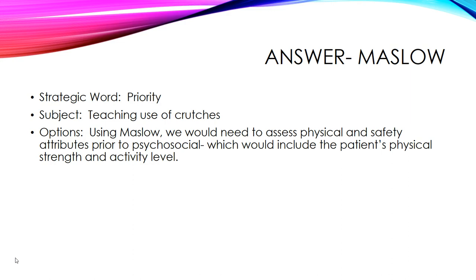So with priorities, you're looking for your ABCs, you're looking for Maslow, and you're looking for the nursing process, which we're about to talk about. So again, the strategic word is priority. The subject, we're looking at crutch teaching. That is the basis of the question. So when we look at those options, when we use Maslow, there was only one option that was a physical need. All the other ones were psychosocial or cognitive. So that would help us, using Maslow's hierarchy of needs, determine that assessing that muscle strength is what's most important because it is physically related.